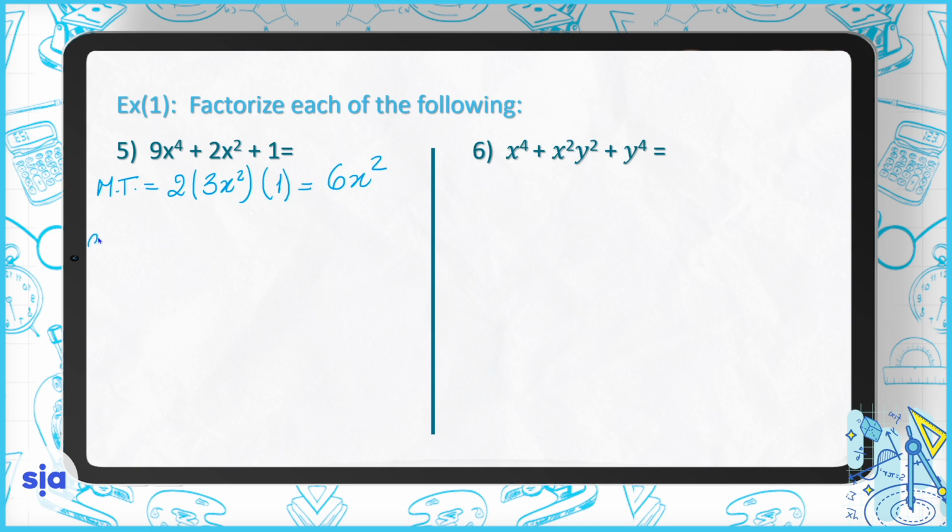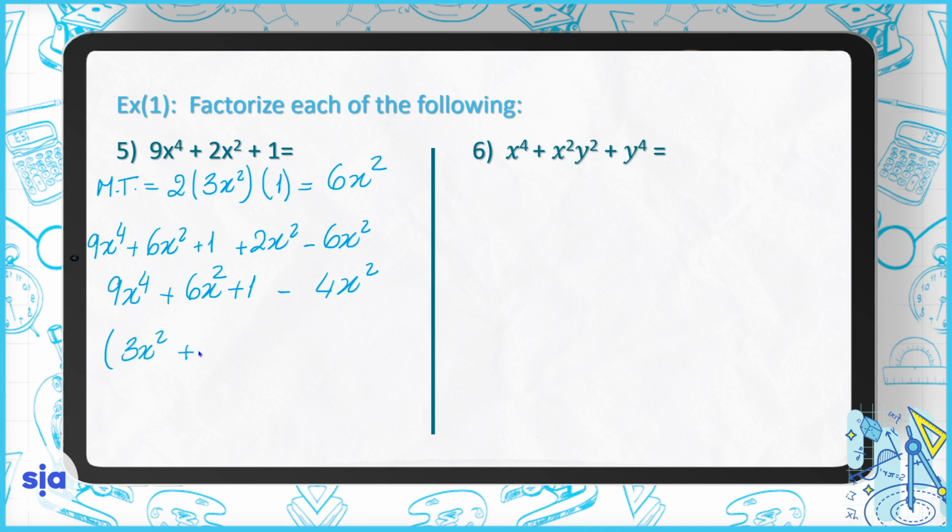So in this one, it's 9x power 4 plus 6x squared plus 1, and here is the plus 2x squared with a minus 6x squared. So if you simplify the like terms together, it will be 9x power 4 plus 6x squared plus 1 minus 4x squared. The first three terms are forming a perfect square, (3x squared plus 1) all squared, minus the second one, which is also a perfect square, (2x) all squared.